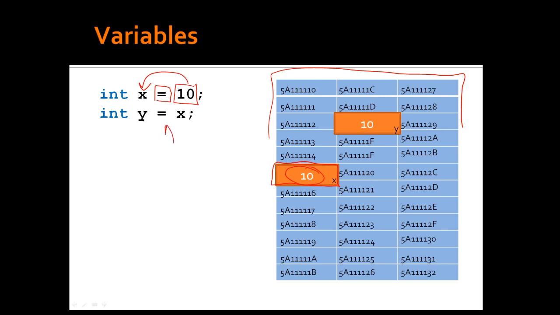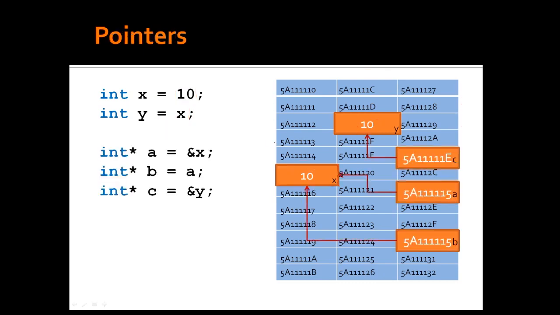Similarly, when we have something like this, you know that you take the value of x, which is 10 in this case, and you store it into y. So that 10 now appears in y as well. And similarly, that whole idea of numbers also applies to pointers.